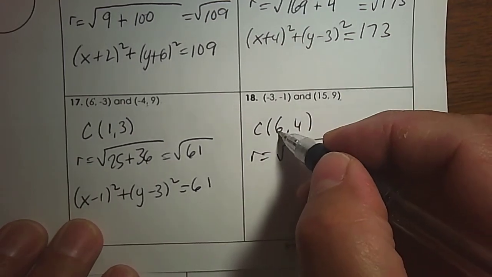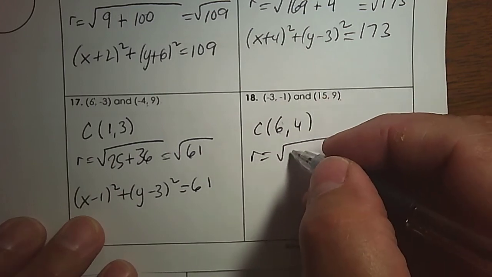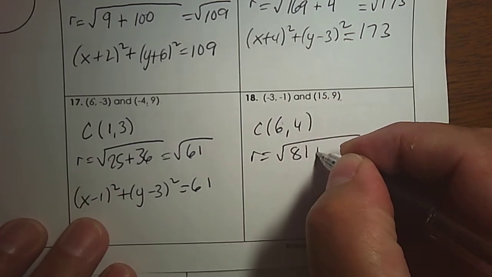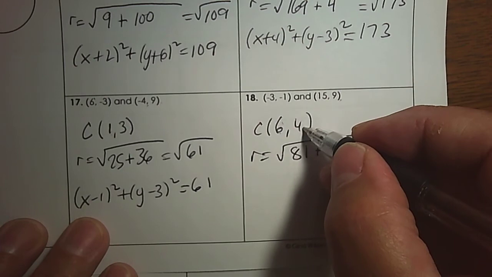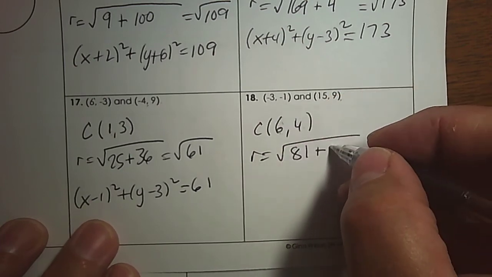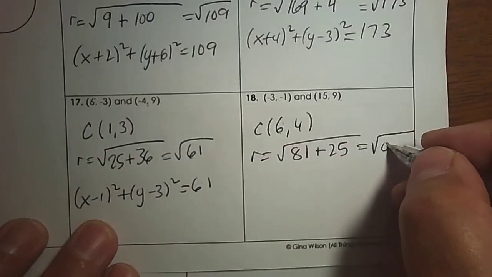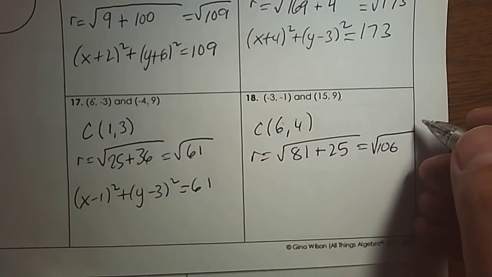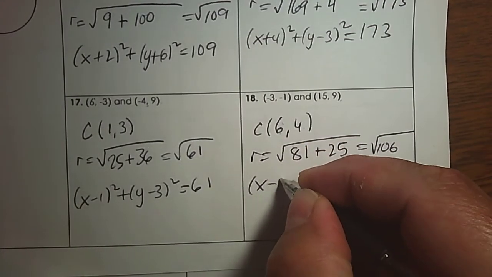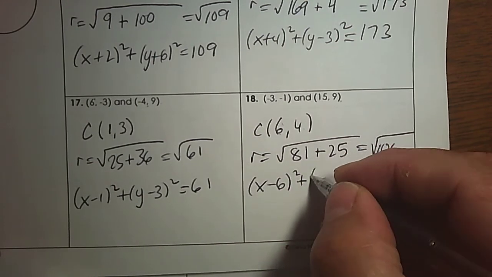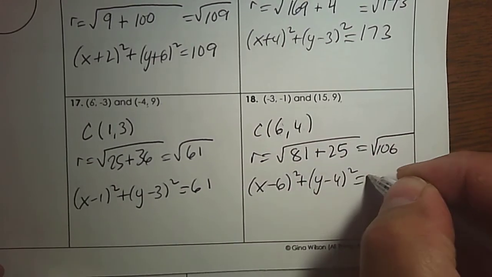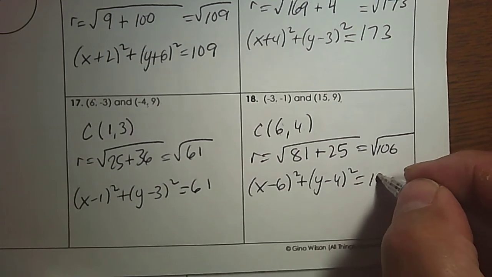So use the center. So 6 subtract negative 3, that's 9. And then square it. 4 subtract negative 1 is 5. And square it. So if I combine these together, that's 106. And now I have my equation. X subtract 6 squared. Y subtract 4 squared. When you square a square root, that's 106.